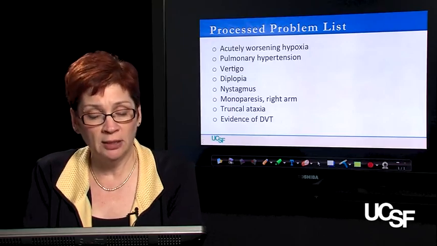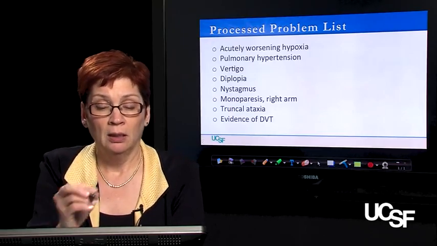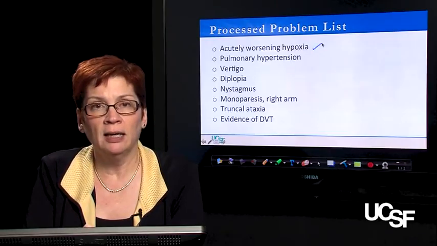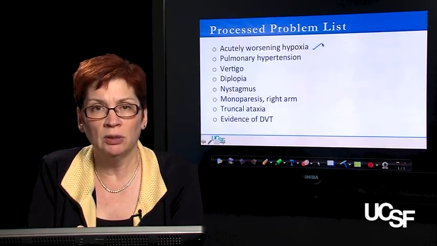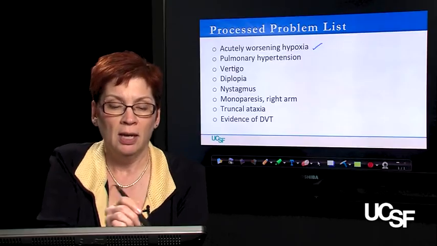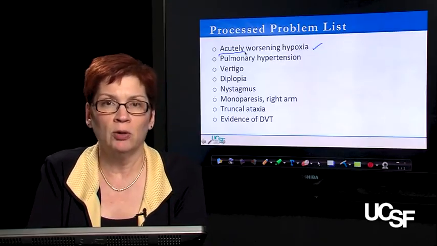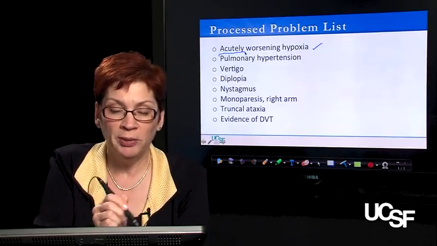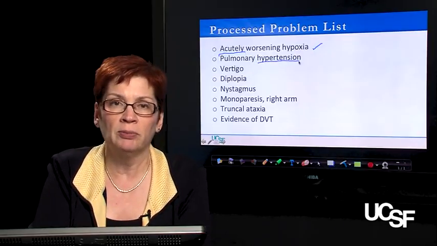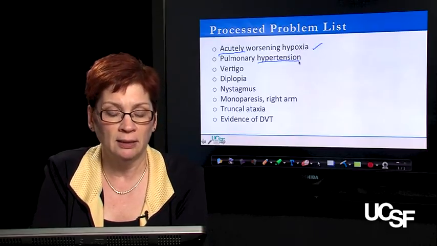So let's look at a processed problem list. Acutely worsening hypoxia accounts for the increased respiratory rate and the drop in the PO2 and describes the time course over which it presented. Pulmonary hypertension is how we would process an elevated P2 in this setting.